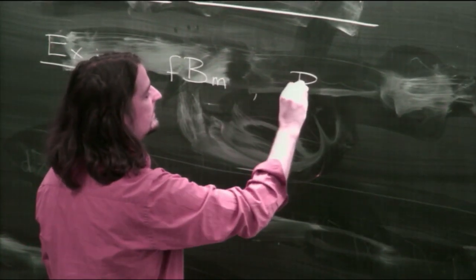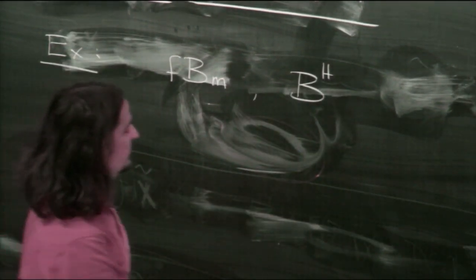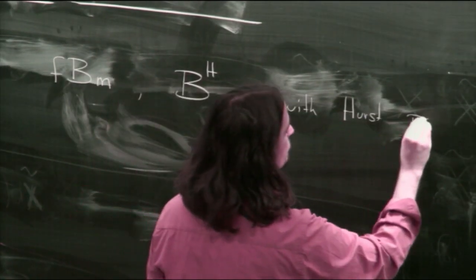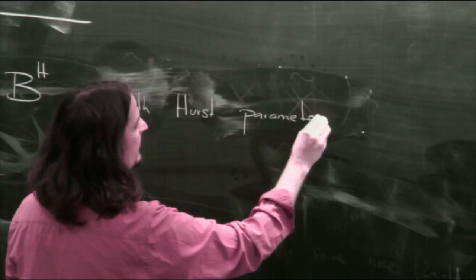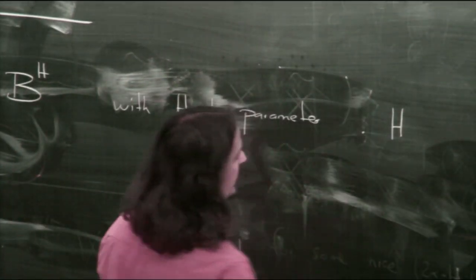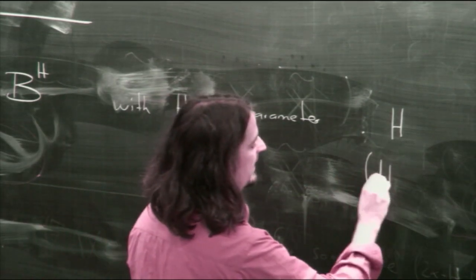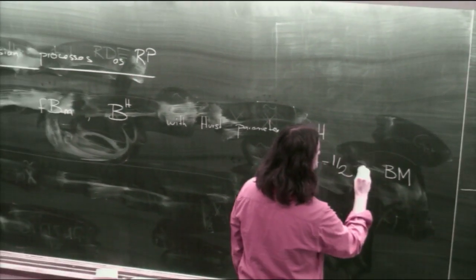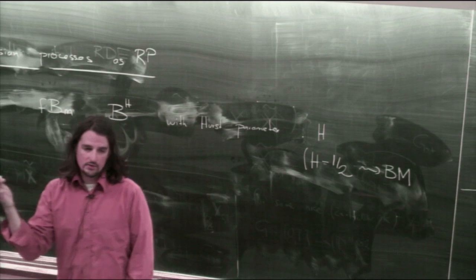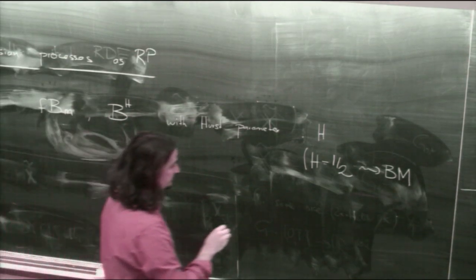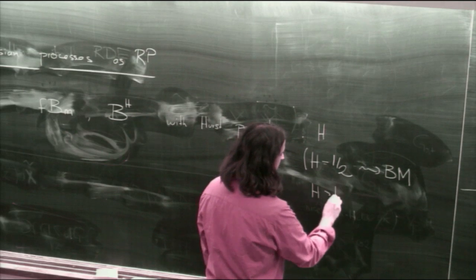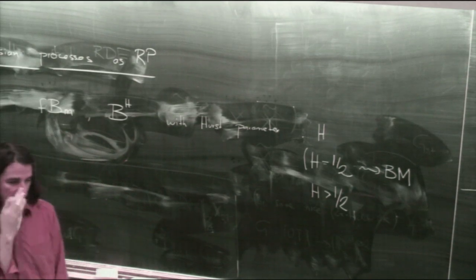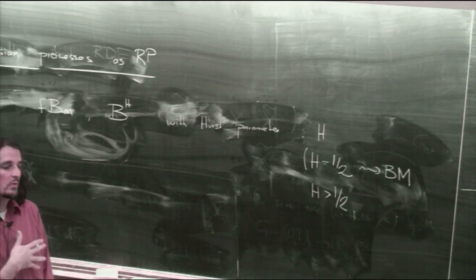Call it B^H with Hurst parameter H. Now, as you may know, for H equals 1/2, we're looking at Brownian motion. So that's not the, I mean, we know how to deal with Brownian motion. For H greater than 1/2, it's a simple application of Kolmogorov's criterion. You actually have sample path regularity of something bigger than 1/2.